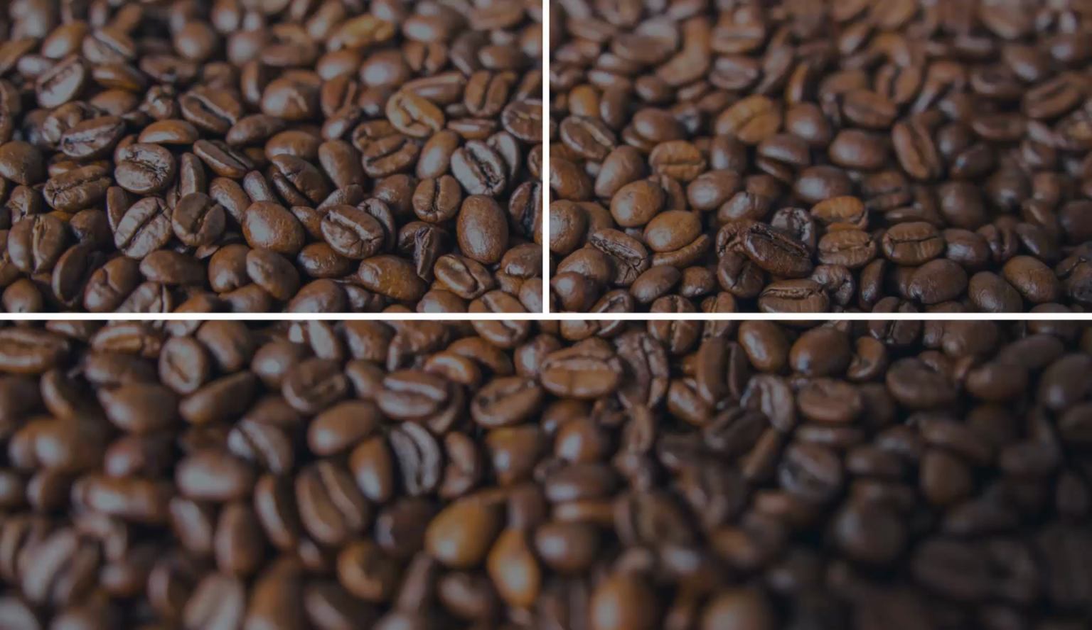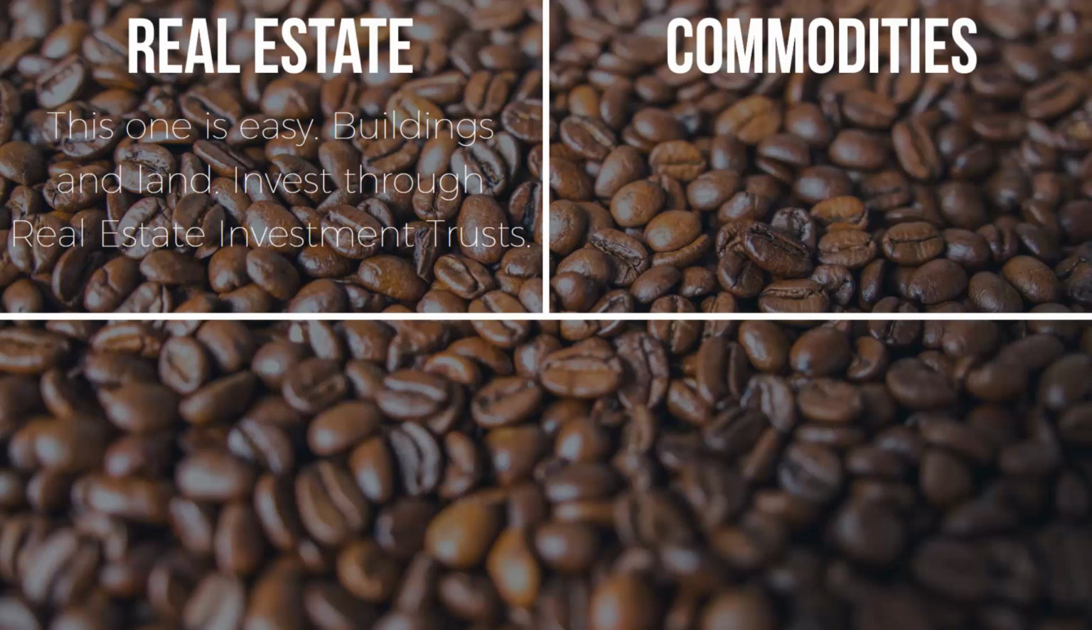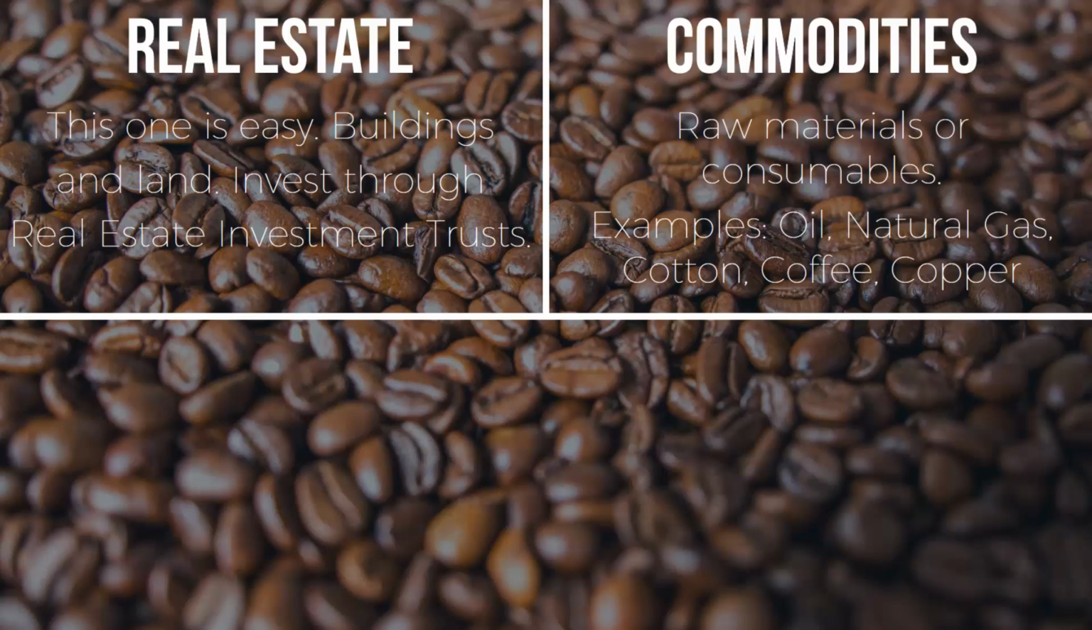Let's just define some of the alternatives you're likely to hear about. Real estate is easy to understand. You can invest in buildings and land either directly or more commonly through real estate investment trusts or REITs. Commodities are raw materials used in manufacturing or consumables that consumers buy and use. Some examples would be oil, natural gas, cotton, coffee, and copper.